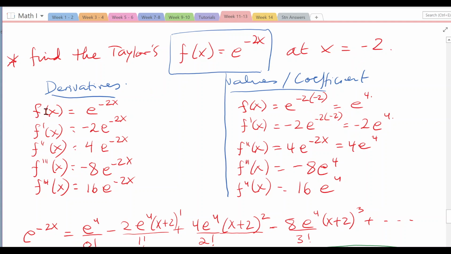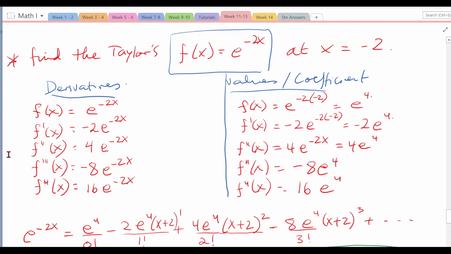So we start from the original function e to the negative 2x. The first derivative is negative 2 times e to the negative 2x. The second derivative becomes negative 2 times negative 2, which is positive 4, e to the negative 2x maintained. The third derivative, negative 2 times 4 becomes negative 8, e to the power negative 2x, and then the fourth derivative. We're just going to do, let's say, four terms. Okay, 1, 2, 3, 4 terms. Write 4 terms at least, non-zero terms.